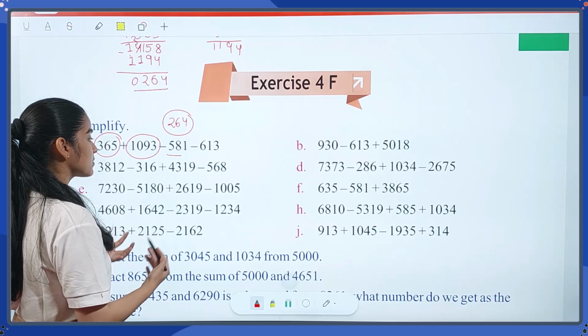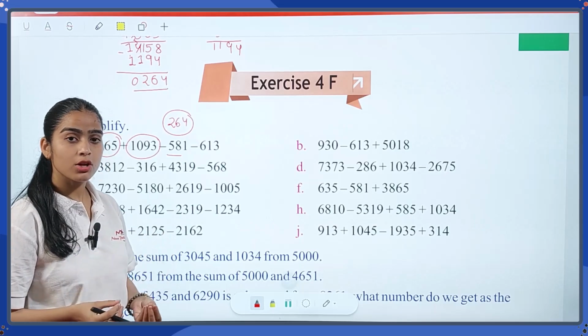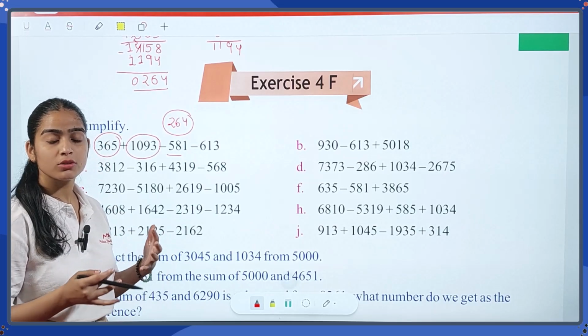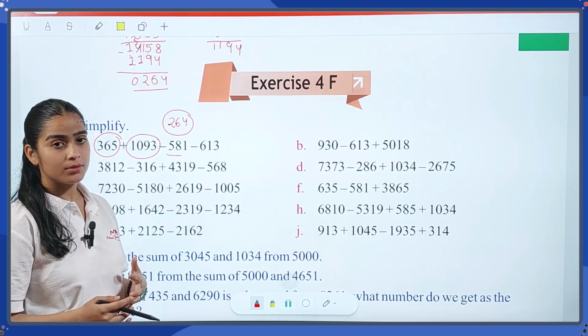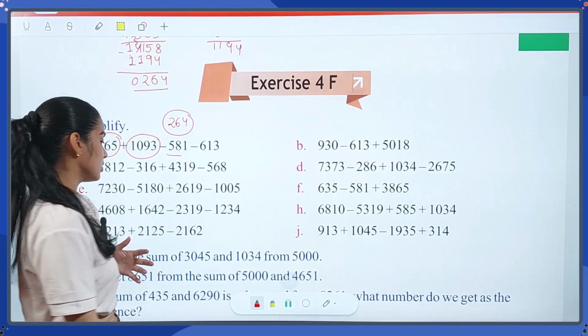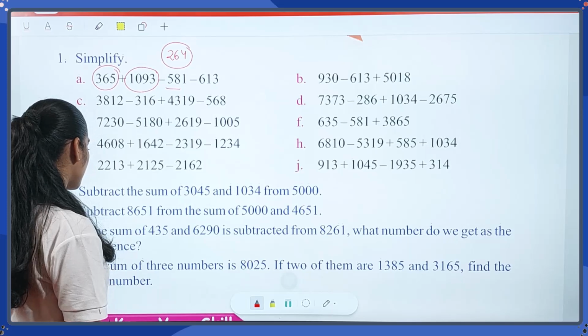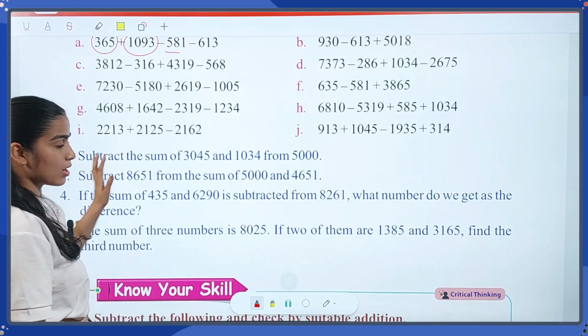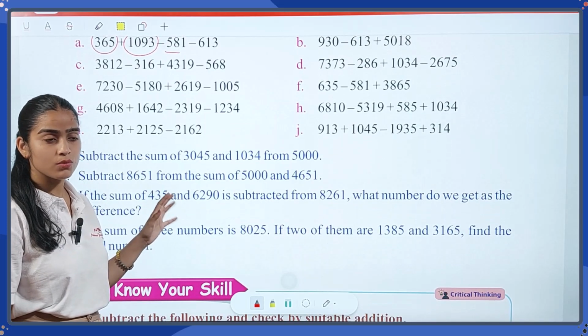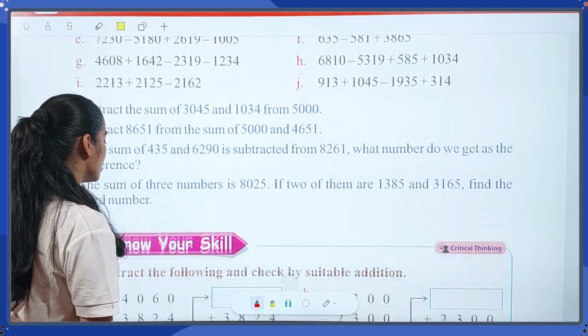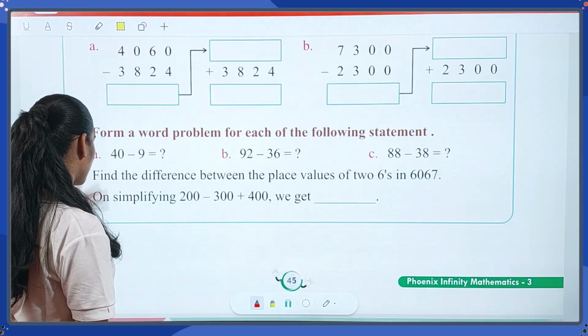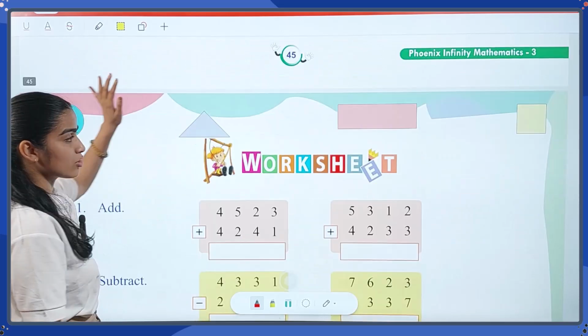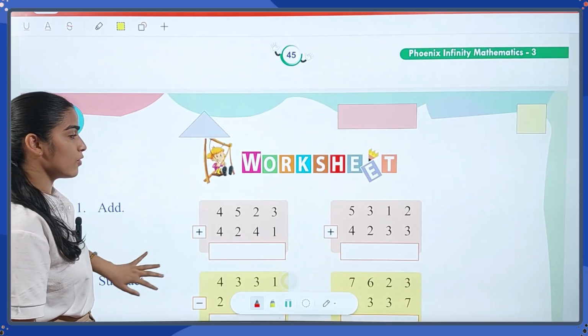Why am I not explaining each and every question? Because till now we have done so many questions related to addition and subtraction. So now you are learning your concept very finely. Just go through these questions once and you will find that you can solve these questions on your own. Okay students, with that your exercise ends here and now you move forward to your worksheet.